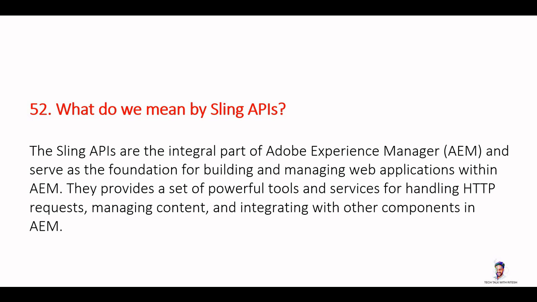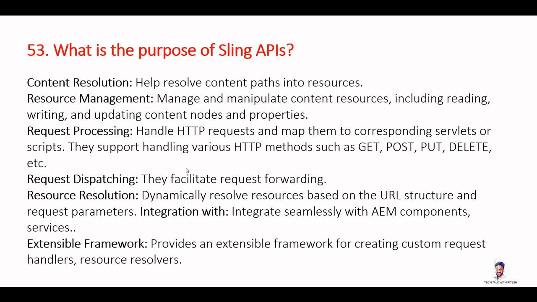They provide a set of powerful tools and services for handling HTTP requests, managing content, and integrating with other components in AEM. So basically for CRUD operations also we use Sling APIs. What is the purpose of Sling APIs? These are the main key points we should talk about. Content resolution: for example, if we want to resolve any resource, Sling resource, etc., at that time we use Sling API. Resource management: manage and manipulate content resources, including reading, writing, updating, CRUD operations.